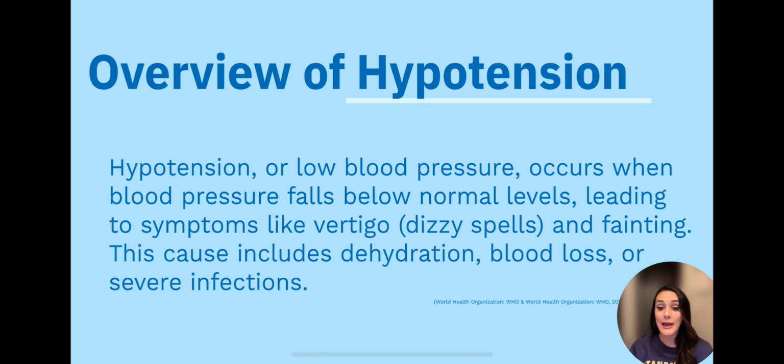And then we have hypotension, hypo meaning low blood pressure, and this can occur when your blood pressure falls below the normal range. This can cause things like vertigo, which is dizziness, and fainting spells, and this can be caused by things like dehydration, not eating, blood loss, and infection.